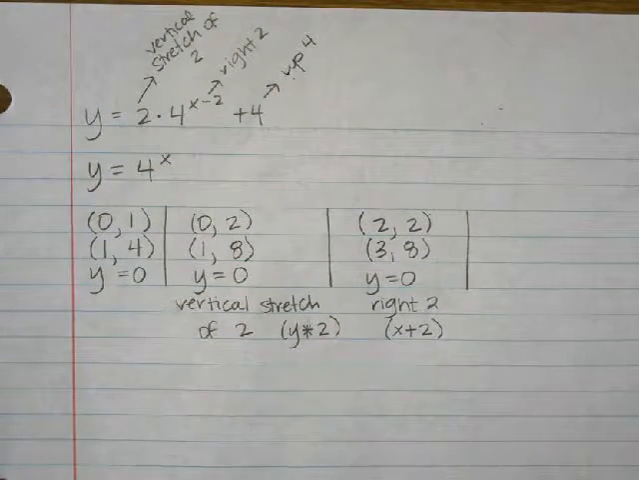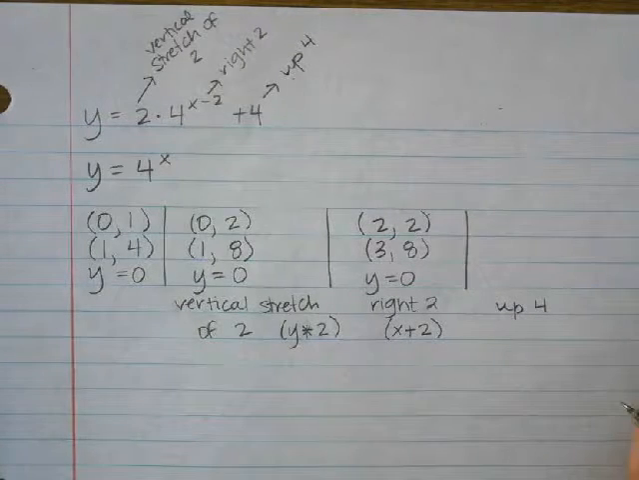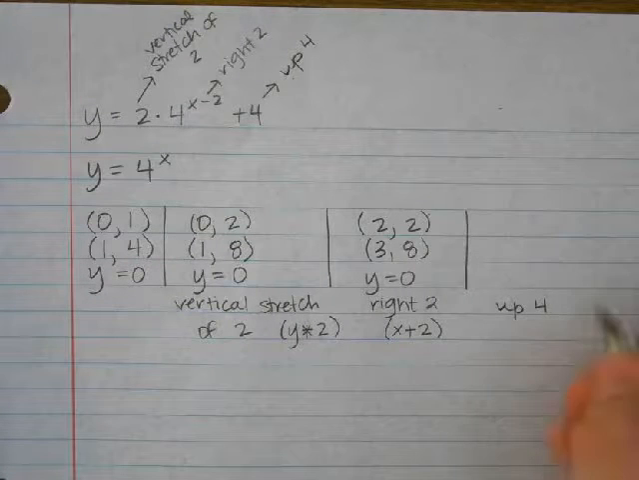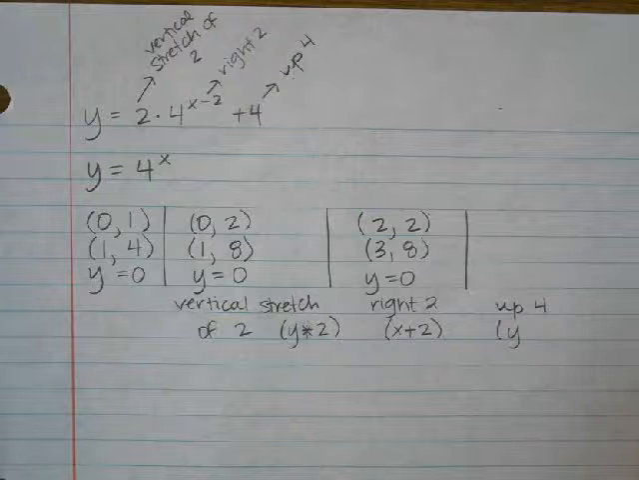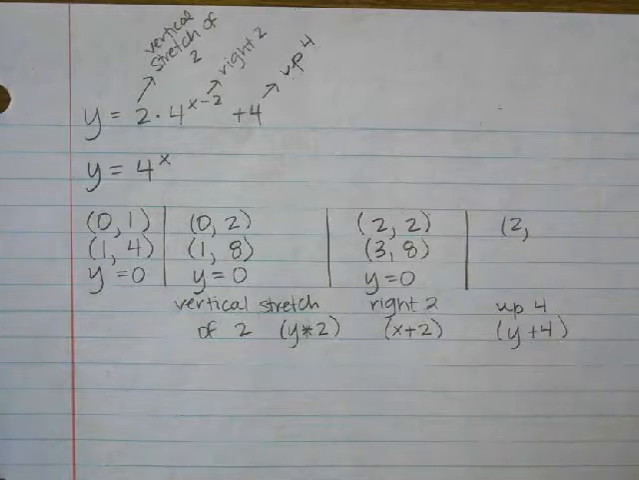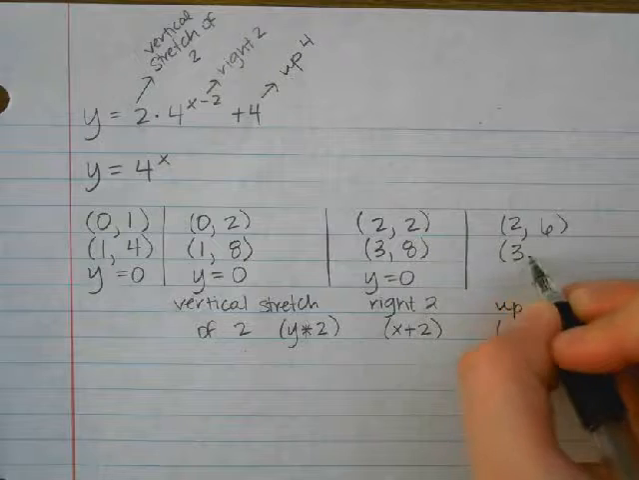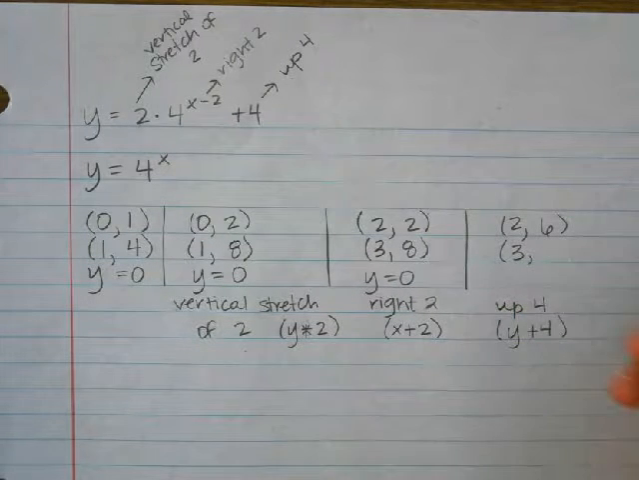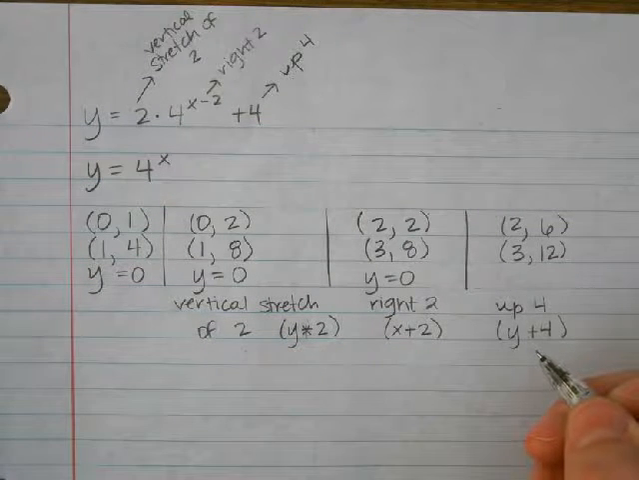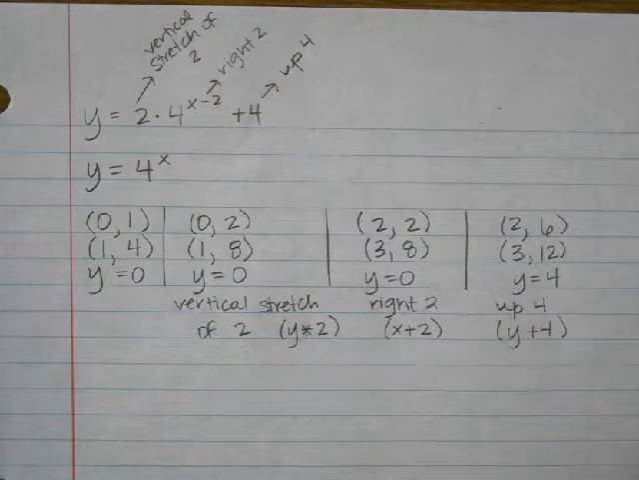All right, and then our last transformation is what? Up 4. Is that going to change the x-coordinate or the y-coordinate? Y-coordinate. And what are you going to do to your y-coordinate? Add 4. You're going to add 4 to move it up. So x-coordinate of 2 stays the same. What's the new y-coordinate? 6. X-coordinate of 3 stays the same. What's the new y-coordinate? 12. And if you had a horizontal line at 0 and you shifted it up 4, what's your new horizontal line? Y equals 4.